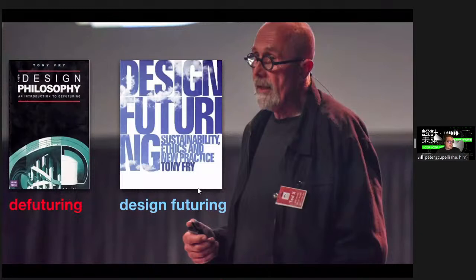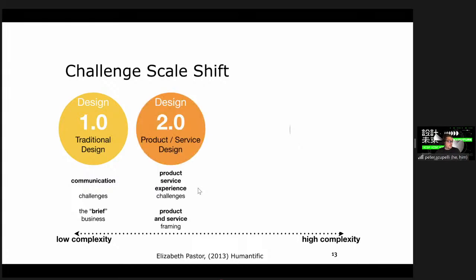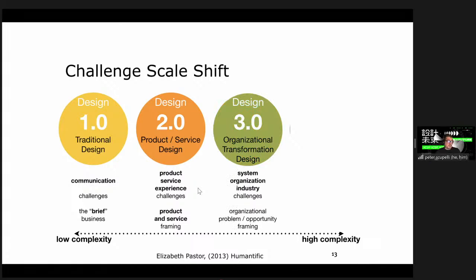And larger contexts bring with them complexity, increased complexity. So to unpack this shift from defuturing to futuring, there's this larger complexity that we must deal with. This is the work of Elizabeth Pastor and G.K. Van Patter from Humantific. They talk about how on a continuum of complexity, design 1.0 is design based around the design brief. Design 2.0 would be product service experience challenges based around the product service framing. Whereas design 3.0 is organizational transformation design based on system, organization, and industry challenges around organizational problem opportunity framings.